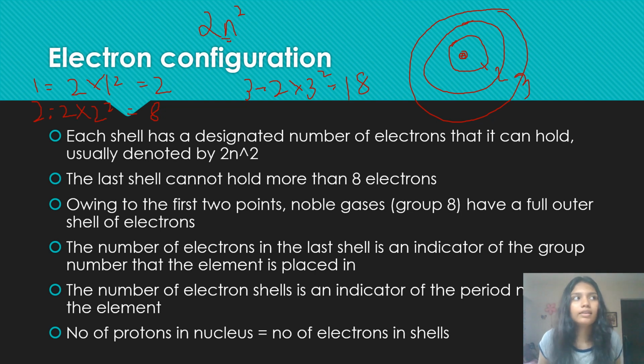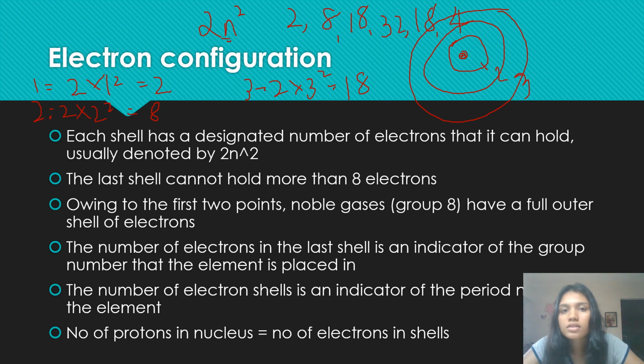So let's say that you have, okay, let's look at lead. The electronic configuration of lead is 2, that's 2 electrons in the first shell, 8, 18, 32, 18, and 4.